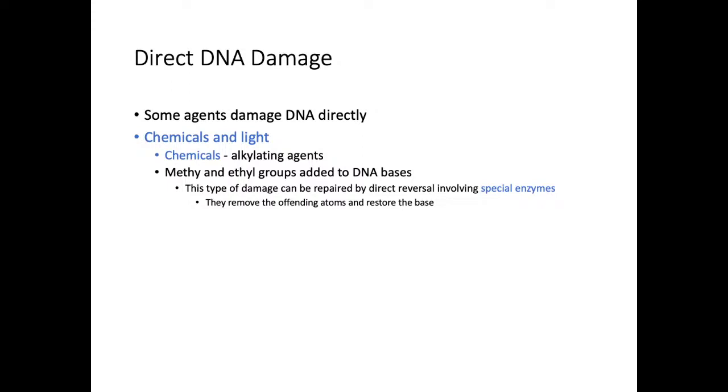Then there is direct DNA damage, that is, some agents damage DNA directly, for example chemicals and light. Chemicals such as alkylating agents add alkyl groups, like methyl and ethyl groups, to the DNA. This type of damage can be repaired by reversing the reactions with special enzymes. They remove the offending atoms and restore the base in the end.